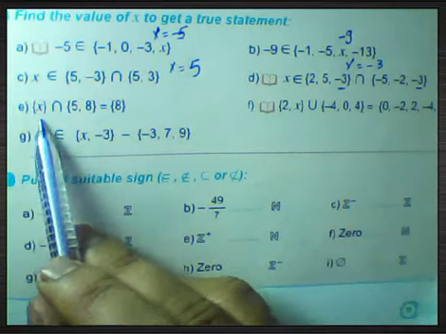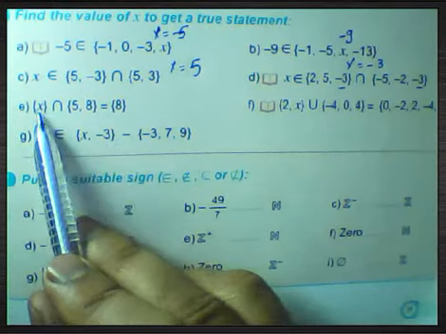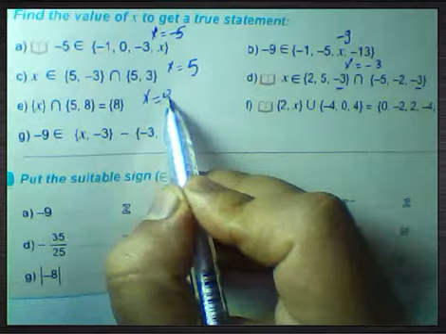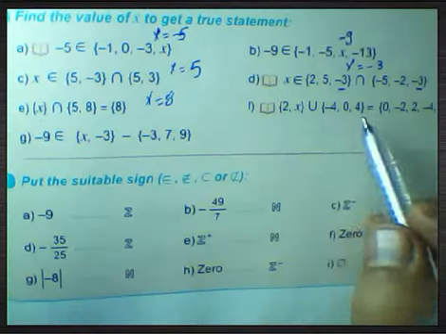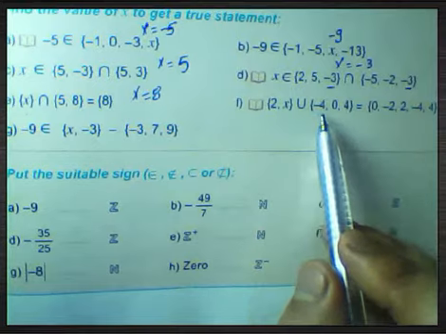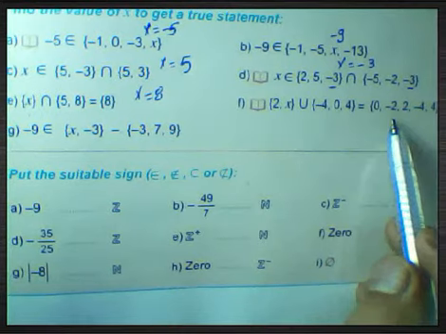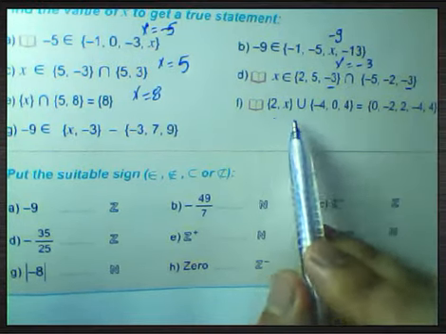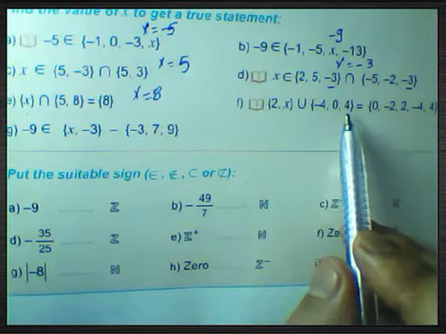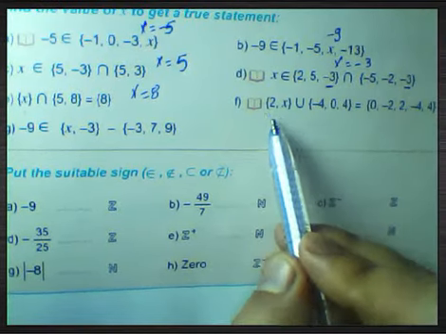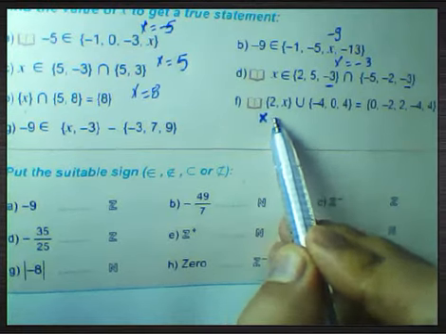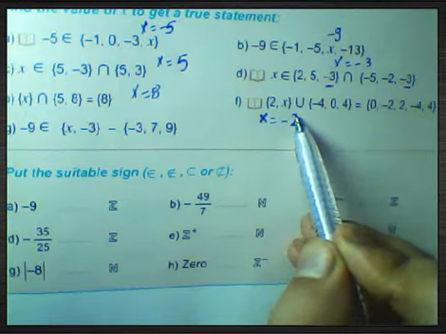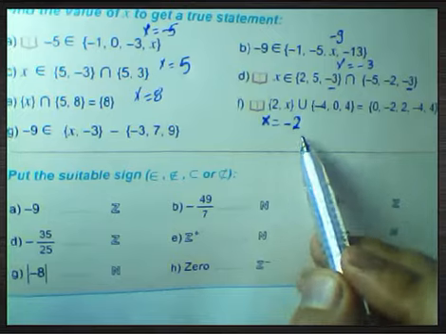Letter E, the set of x intersection the set {5, 8} equals {8}. So x will be 8 because 8 is the common element between the two sets. Question F, the set {2, x} union {-4, 0, 4} equals {0, -2, 2, -4, 4}. We can find the common elements between them: 2 here, 0, 4, -4, and the missing one will be -2. So x will be -2. So the unknown number will be -2.